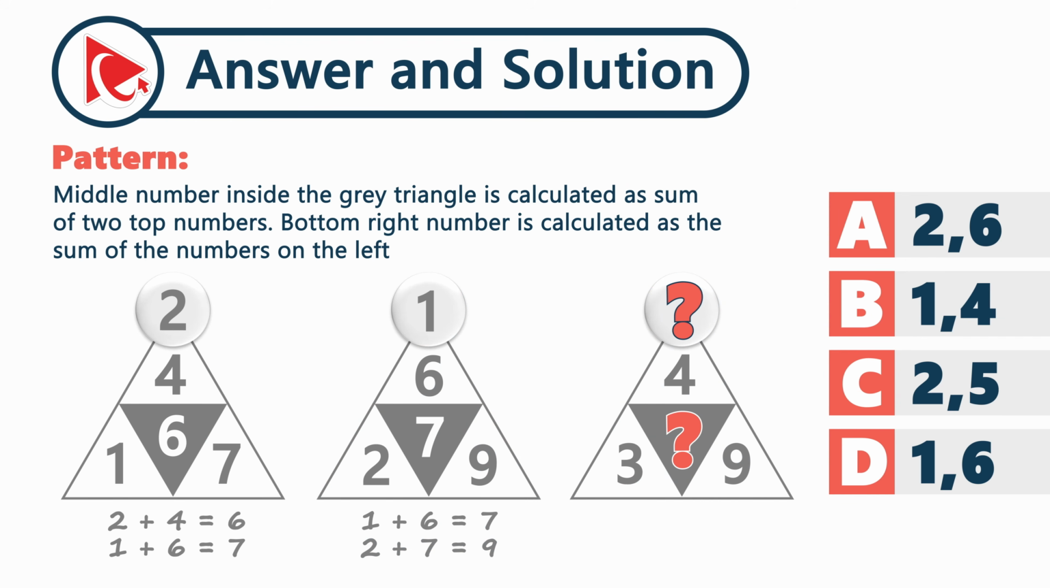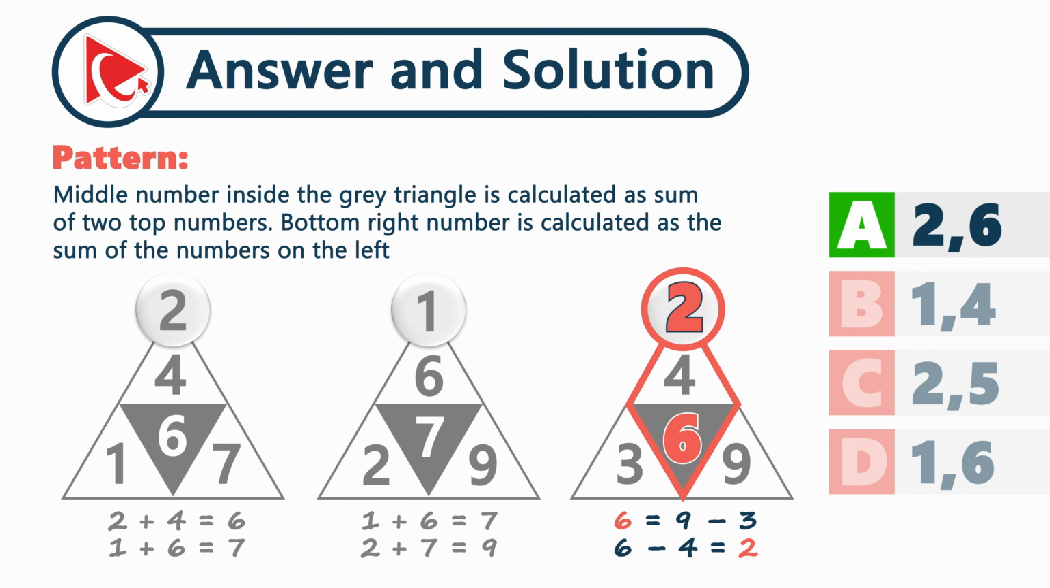Well, since there are two missing numbers, we need to start our calculations by doing the bottom number, the number inside of the gray triangle. To calculate it, we need to do a subtraction. 9 minus question mark equals 3, which means that question mark could be calculated as 9 minus 3 and would be equal 6. Now we have everything we need to calculate the top number. 6 minus 4 equals question mark, and question mark would be equal 2. So the correct answer here is choice A, 2 and 6.